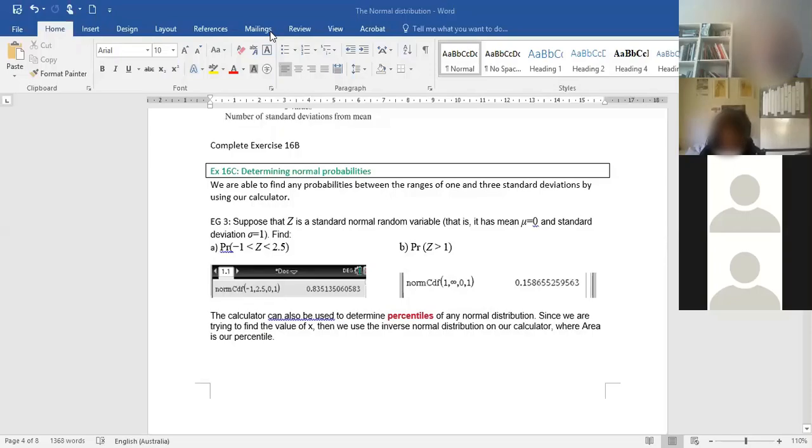Okay, you will need your calculator here. We're going to do this section all on calculator. So if you haven't got your calculator, can you please make sure you have it handy? All right, we're determining normal probabilities.